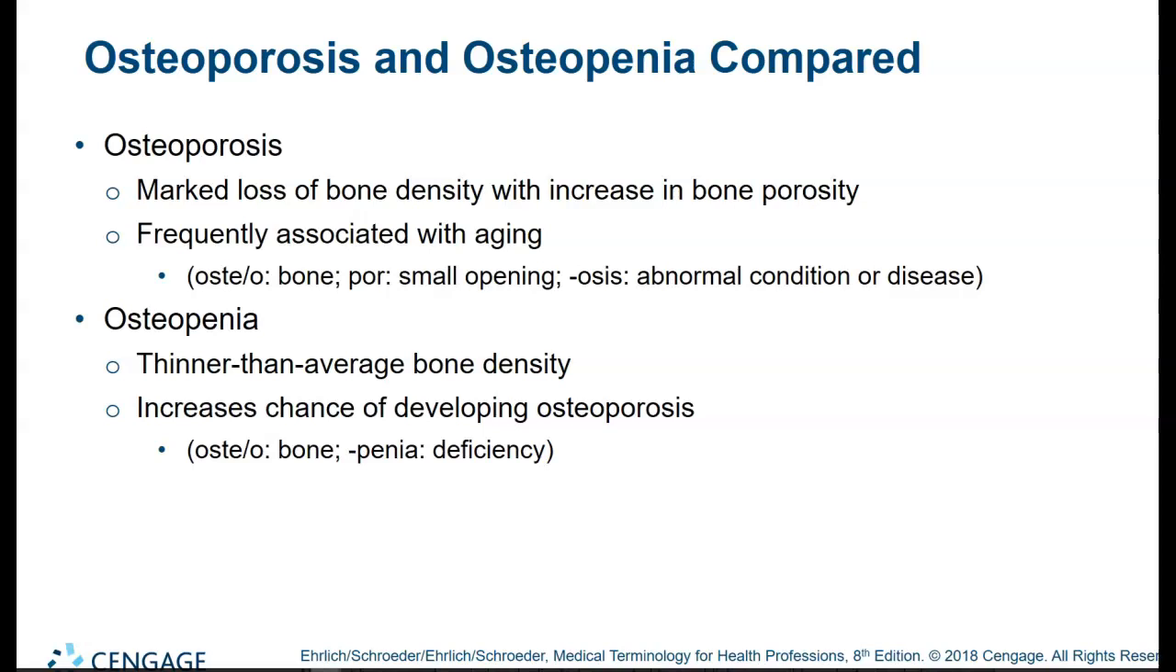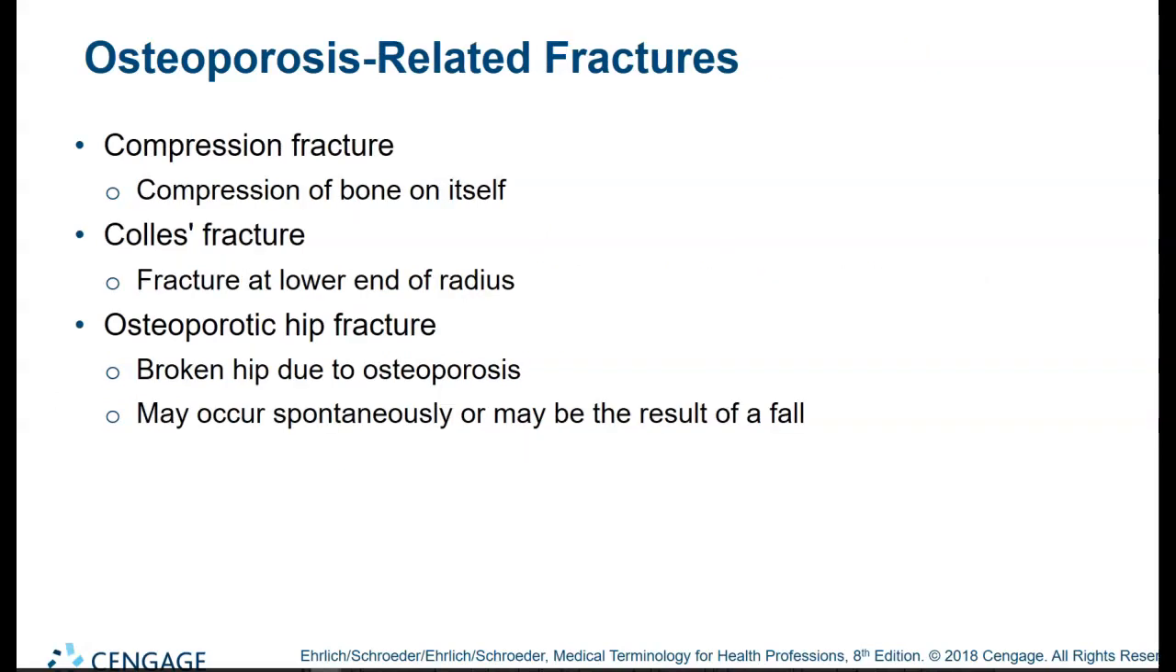So if you've got osteoporosis, you're very easy to fracture a bone because the openings in the bone are very, very large. If you have osteopenia, there's things that they can do. They will increase your calcium level, your vitamin D, all of those different type things.